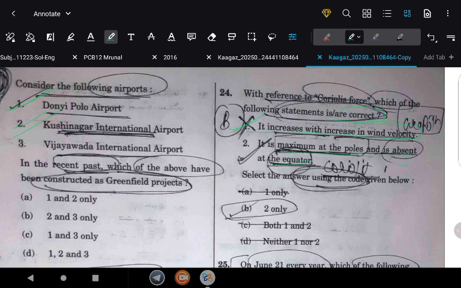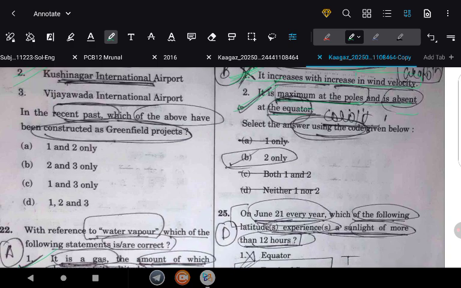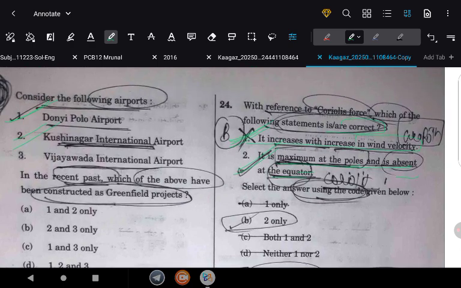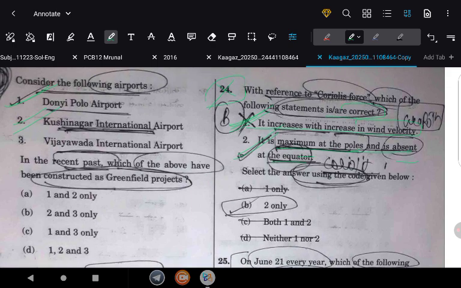It is given in NCERT. And it increases with wind velocity. I think it is also mentioned in NCERT. So I must have got this question wrong. And the answer is that both of these statements are right. That is okay. You might get such questions wrong, but yes, I should have read the NCERT better with respect to these questions, and that is something we can learn.